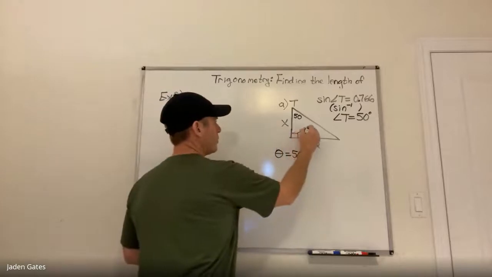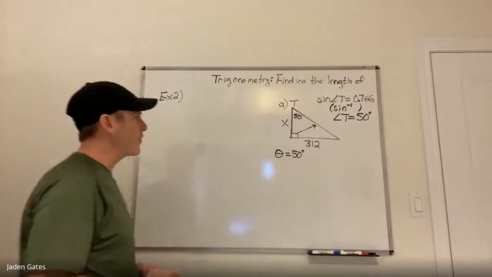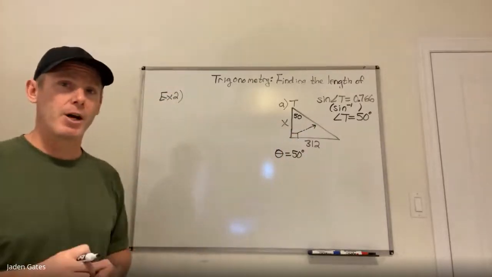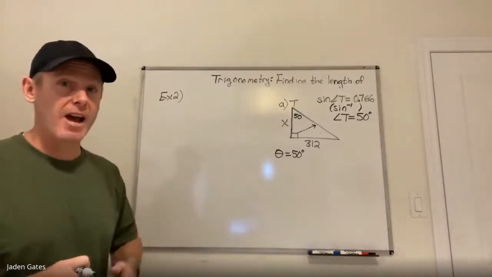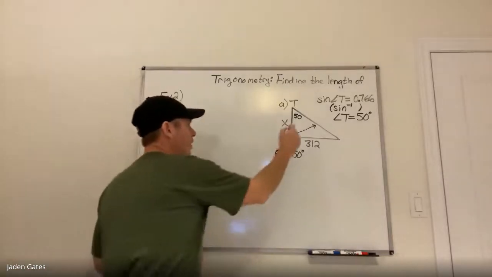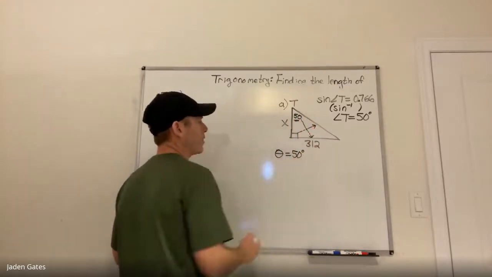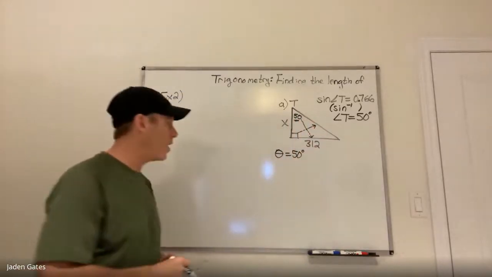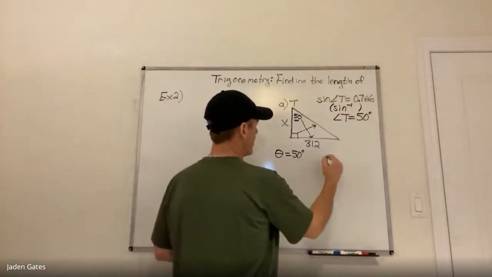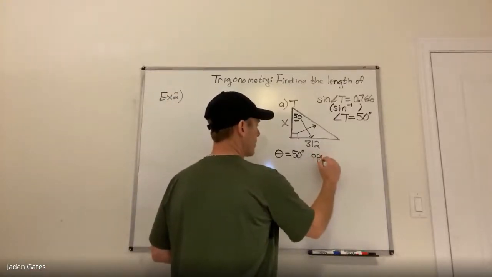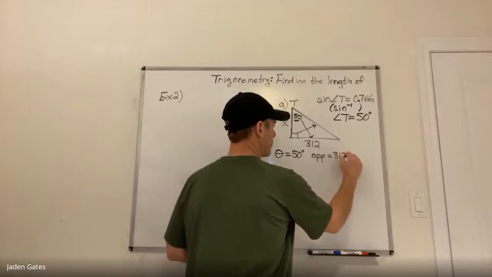Across from the right angle, there's nothing there, so that's not on my hypotenuse. I don't have my hypotenuse. But I am looking from this 50-degree angle, and if I go across from that 50-degree angle, that's where I see my 312. And so that's telling me that the opposite is 312.